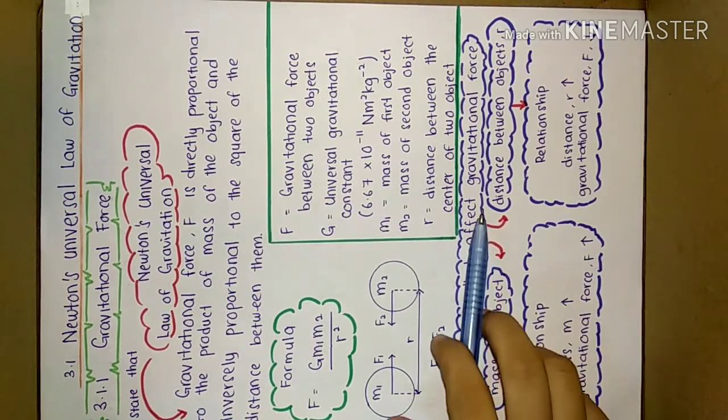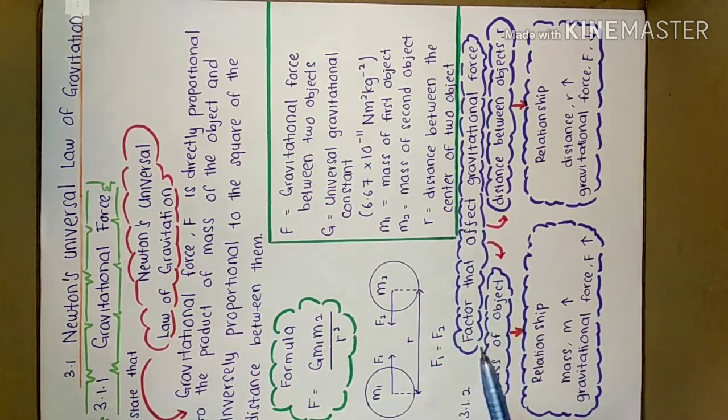Factors that affect gravitational force. So, the factors yang akan affect gravitational force, we have two factors, which are mass of the object and distance between objects, which is R. So, for the mass of object, the relationship with gravitational force is when the mass is increased, gravitational force is increased because gravitational force is directly proportional to the product of the mass.